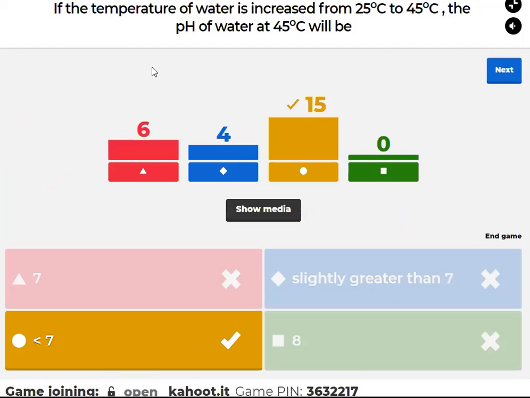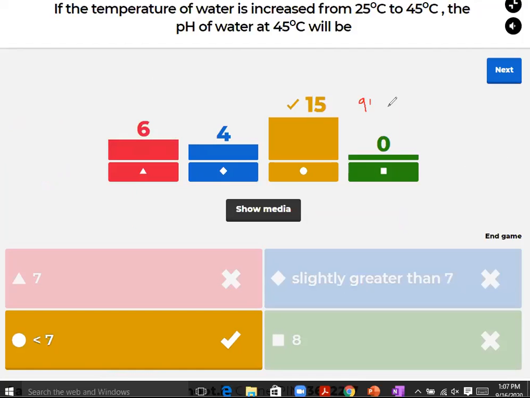Let's see how many of you got it correctly. In the last question, if the temperature was 90 degrees, the concentration of H plus was 10 to the minus 6, which means pH was 6. But at normal temperature, pH was 7. So obviously pH decreases, so it should be less than 7. If you had focused on the last question, you could have answered it correctly.